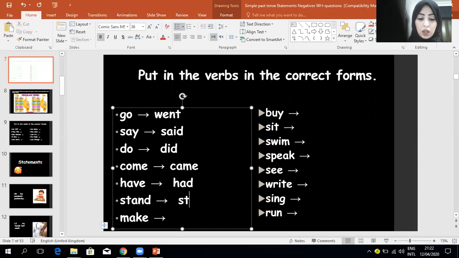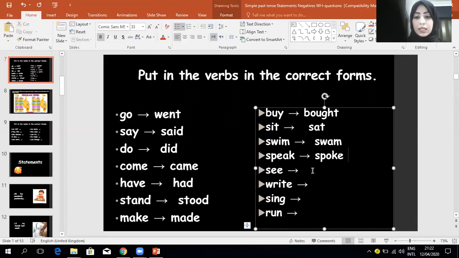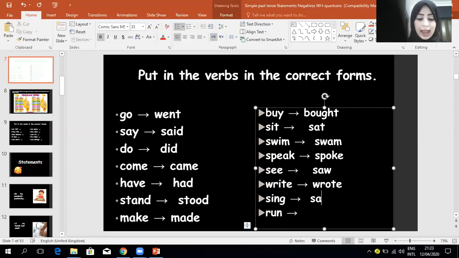Stand, stood. Make, made. Buy, bought. Sit, sat. Swim, swam. Speak, spoke. See, saw. Write, wrote. Sing, sang. Run, ran. Understood? Got it, teacher?